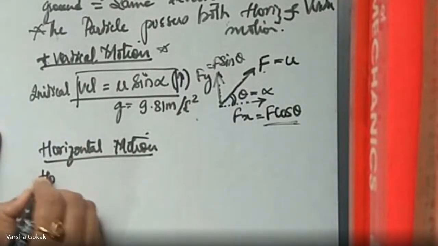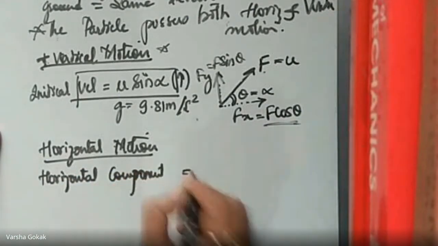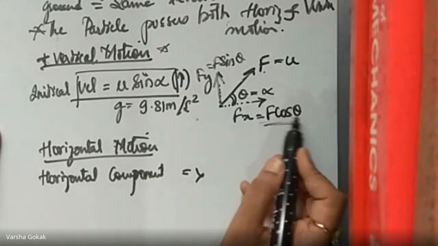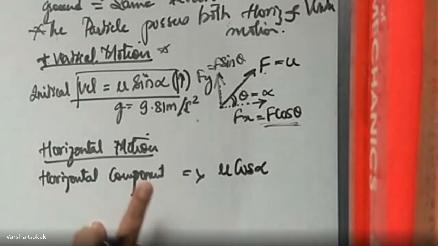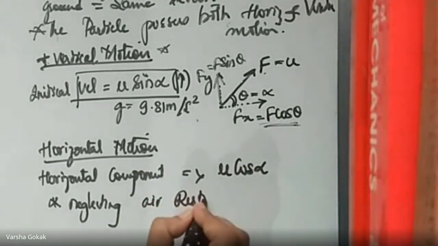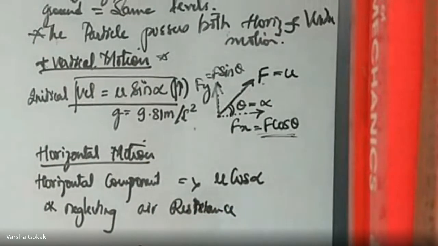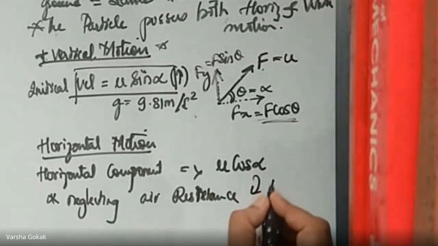Then we have to deal with the horizontal motion. What happens in horizontal motion? Let us first get the horizontal component of u. The horizontal component equals F cos theta, which now becomes u cos alpha. That is our horizontal component when I'm considering the horizontal motion. Now, we will be neglecting the air resistance. Otherwise, if I do not neglect the air resistance, I will have to consider friction and all. So we neglect the air resistance, and we can say that the projectile has a uniform velocity of u cos alpha.